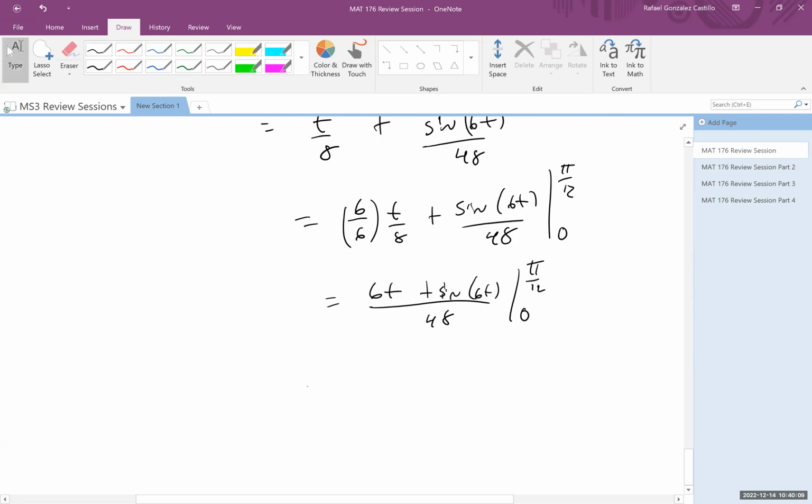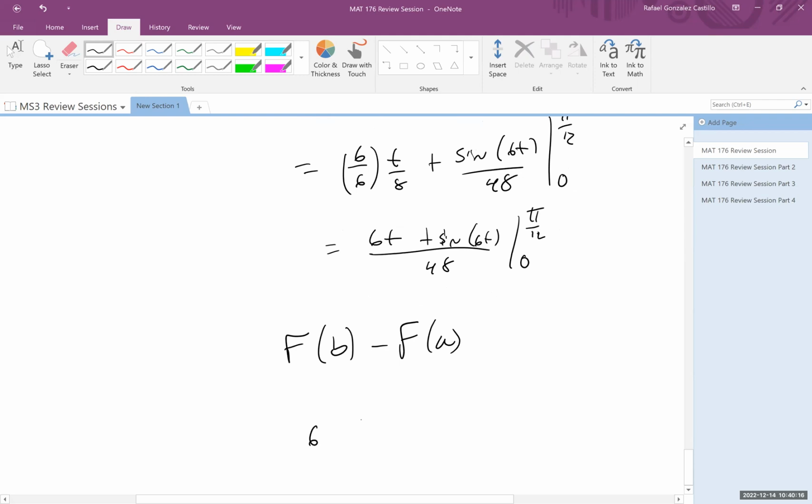So by the fundamental theorem of calculus, you're going to do f of b minus f of a. So that means you're doing 6 times pi over 12 plus sine of 6 times pi over 12, all over 48. You're substituting pi over 12 wherever you see a t. I'll answer that question after we finish this, but I'll have to think about it.